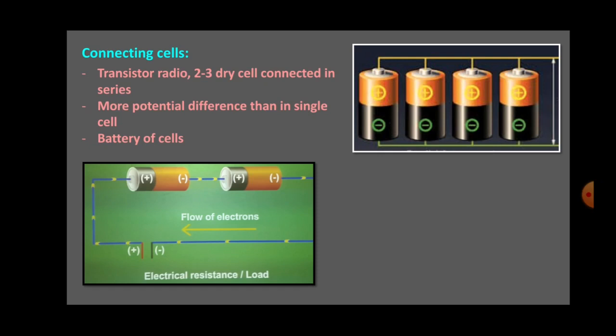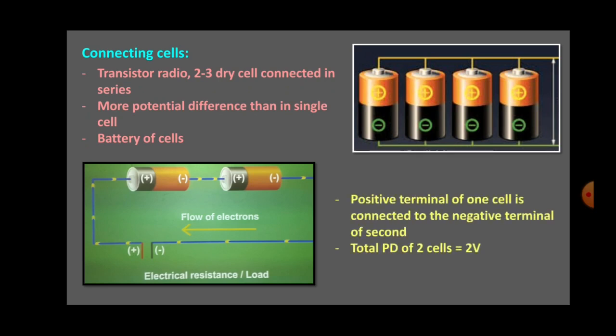Now this connection, where more than one cell is connected to each other, is called a battery of cells. So this arrangement is called a battery of cells. Now we will try to understand how these batteries are connected to each other, that is, how the battery of cells is connected.